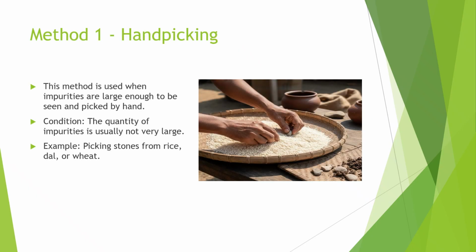The methods of separation. The first one is the easiest, hand picking. This is exactly what it sounds like, picking out impurities with your hand. We use this when the quantity is small and we can easily see the impurity, like picking out stones from dal or rice.